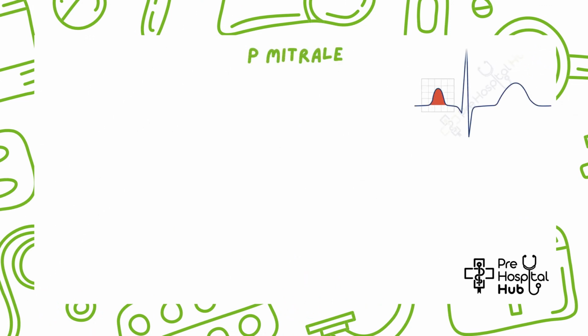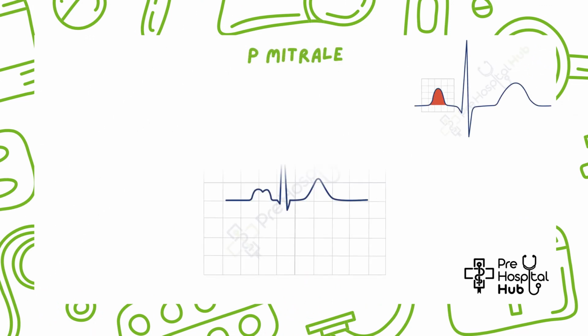Another P wave morphology that may be present on ECGs is P mitral, which, as mentioned, can be seen in left atrial enlargement. P mitral is identified by broad, notched P waves and is mainly due to mitral stenosis, which causes left atrial enlargement.